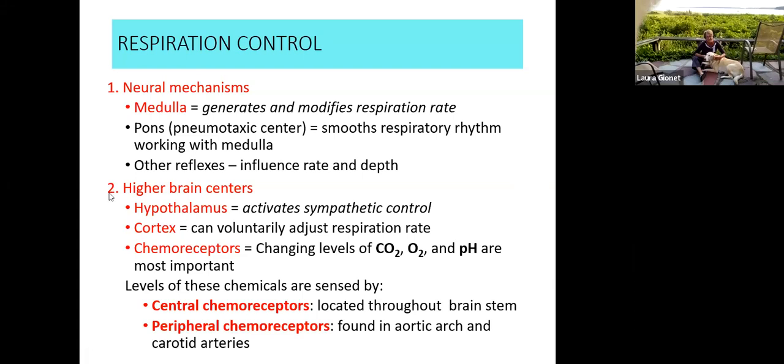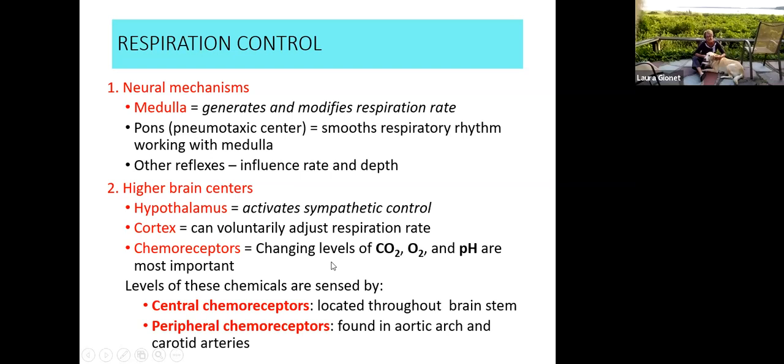And then we have other areas that can affect respiratory rates. We have the hypothalamus, which activates your autonomic nervous system, sympathetic and parasympathetic. With the cerebral cortex, you can change respiratory rates depending on the emotional things that are going on: emotional stimulation, fear, crying, being emotionally upset.